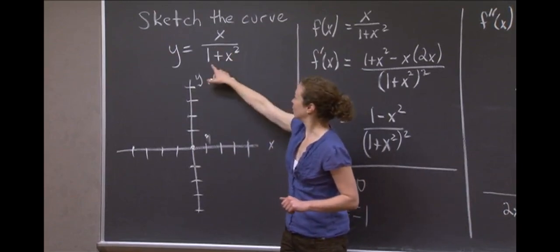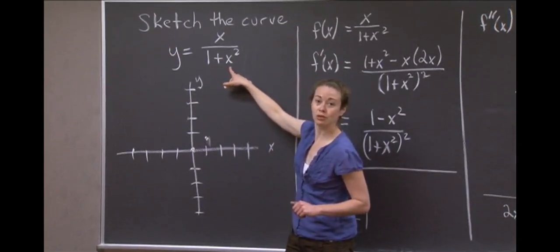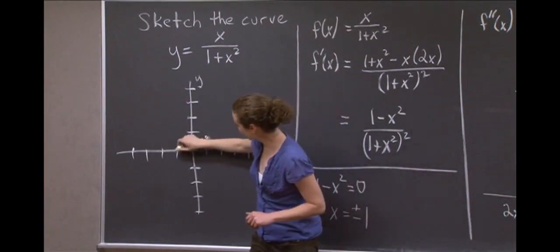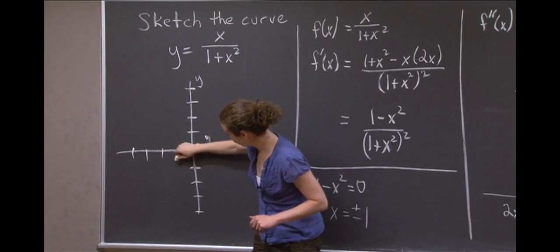I get negative 1 over 1 plus quantity negative 1 squared. So I get negative 1 over 2. So I get negative 1/2. So at x equal negative 1, I get negative 1/2.